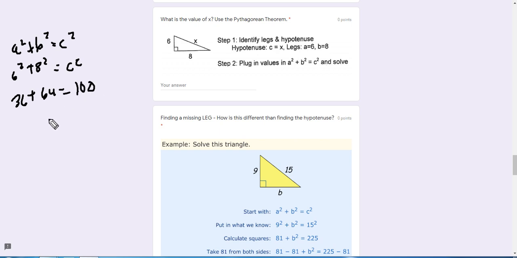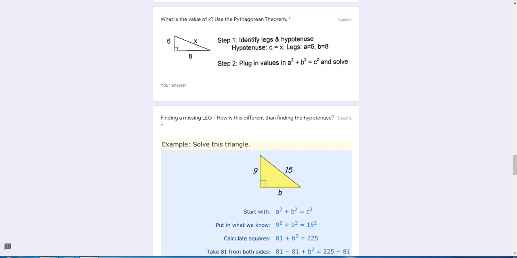So we know right now that 100 equals c squared. So take the square root. We need to figure out what number times itself equals 100. Well, that is 10 times 10 equals 100. So c equals 10. We would plug in 10 right there. Alright, moving right along.